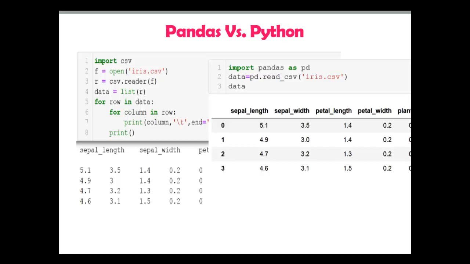Now here you can see, can we do the same thing with Python? Yes, we can do this. But you can see on the left side, just for reading the CSV file and printing the data of this CSV file, we require almost 8 lines of code. The same thing we can do with 1 line in Pandas. And also, as I said, Pandas is built on top of NumPy, which is incredibly fast compared to Python. So we have to learn Pandas.